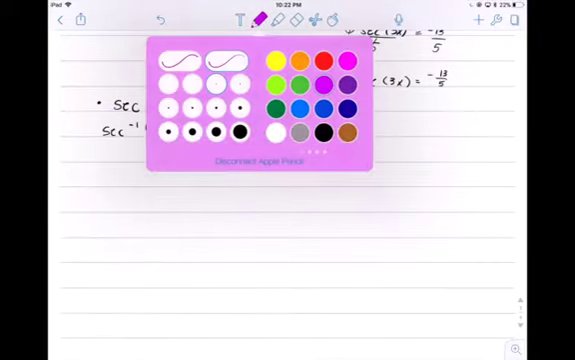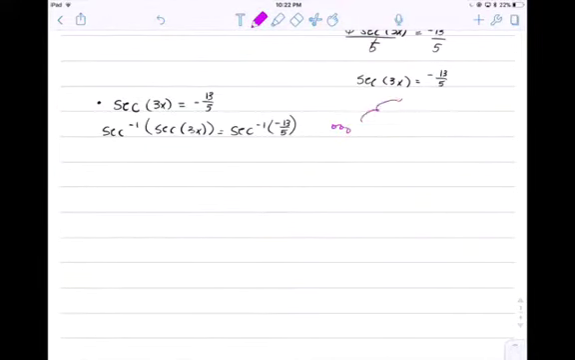Now, just keep in mind, you're talking about a negative value. If you remember from a previous lecture, we know secant is going to be negative in certain quadrants. They're all positive in quadrant 1. In quadrant 2, sine and its reciprocal, cosecant, are positive. In quadrant 3, you have tangent and cotangent that are positive. And in quadrant 4, you have cosine and secant that are positive.